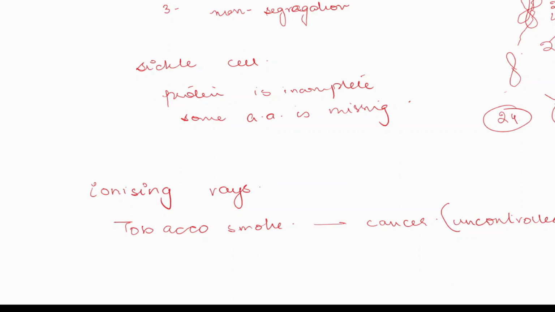In sickle cell anemia, the cells are not globular, or they're not biconcave. Let me give you a picture. They're not biconcave, rather they have a sickle shape. Sickle is a type of tool used in farming.